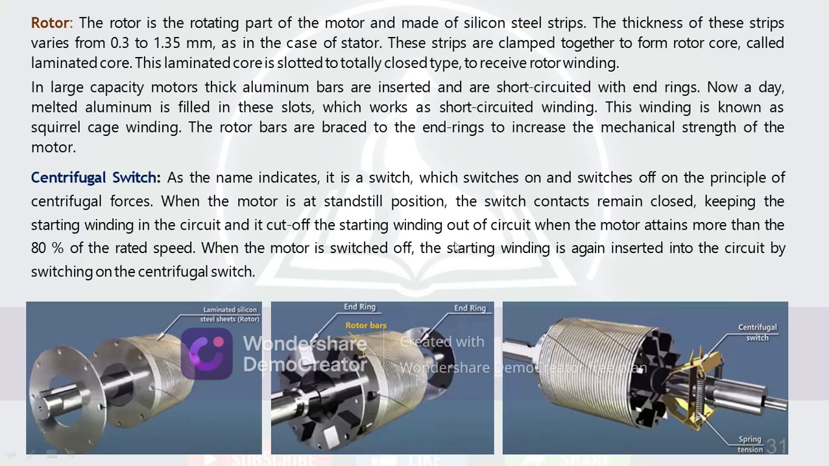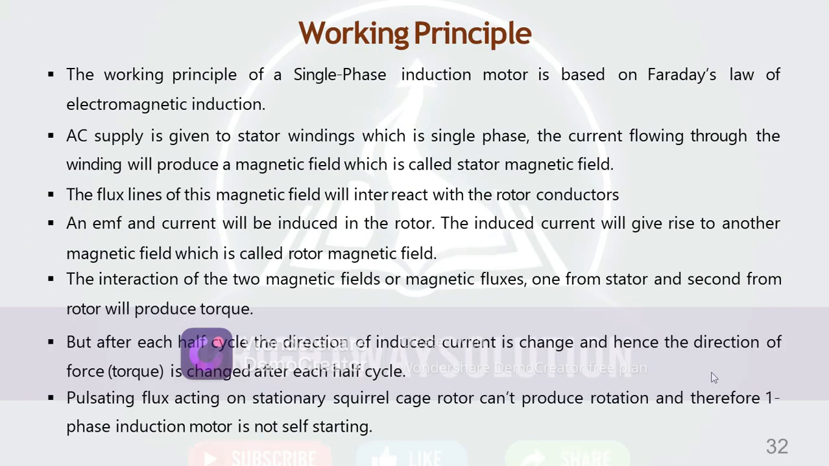When the motor attains more than 80% of rated speed, the switch cuts the starting winding out of the circuit. When the motor is switched off, the starting winding is again inserted into the circuit by the centrifugal switch. Okay, the centrifugal assembly is there. As the motor reaches 80%, it will disconnect the auxiliary winding.